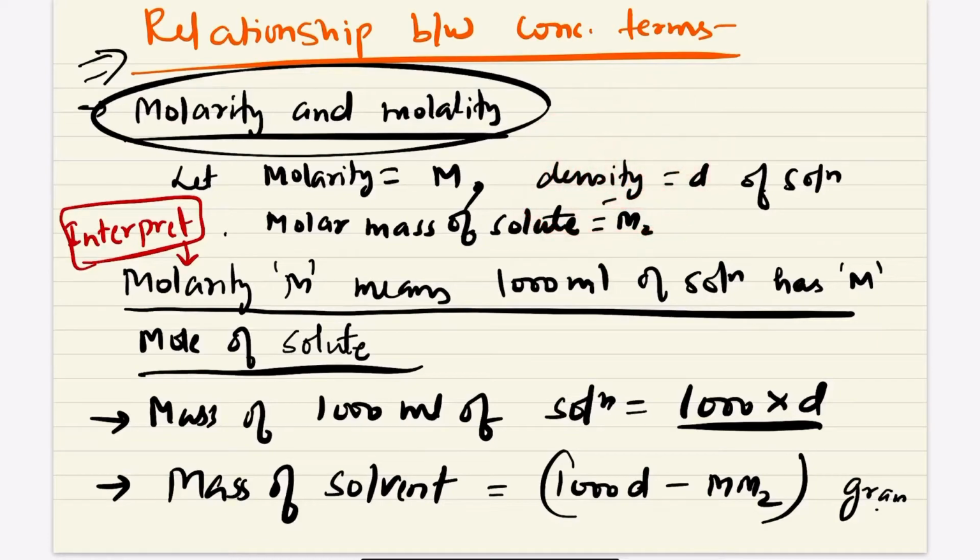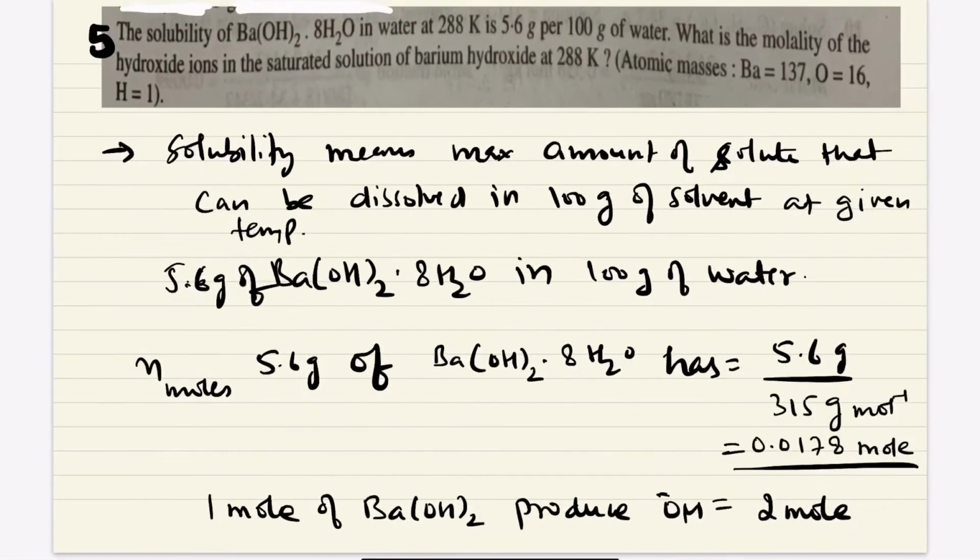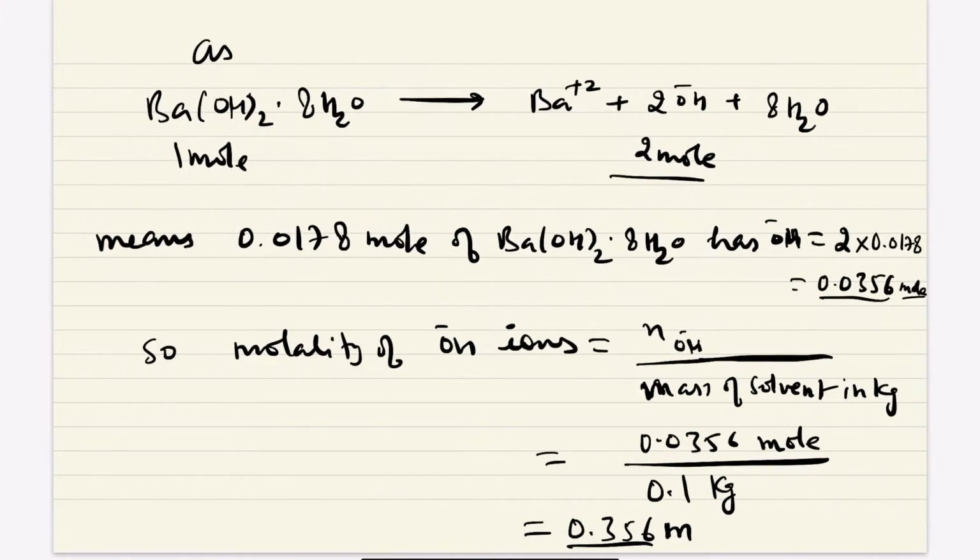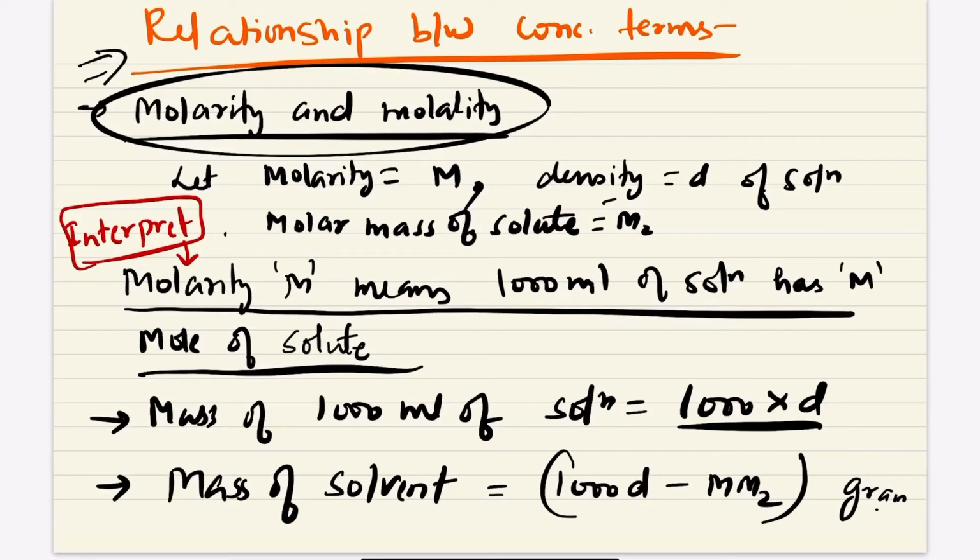As in the last video lecture we had done some numericals based on the concentration terms, and in today's video I will derive some relationships between different types of concentration terms. The first relationship is between molarity and molality. How do you establish the relationship between molarity and molality?